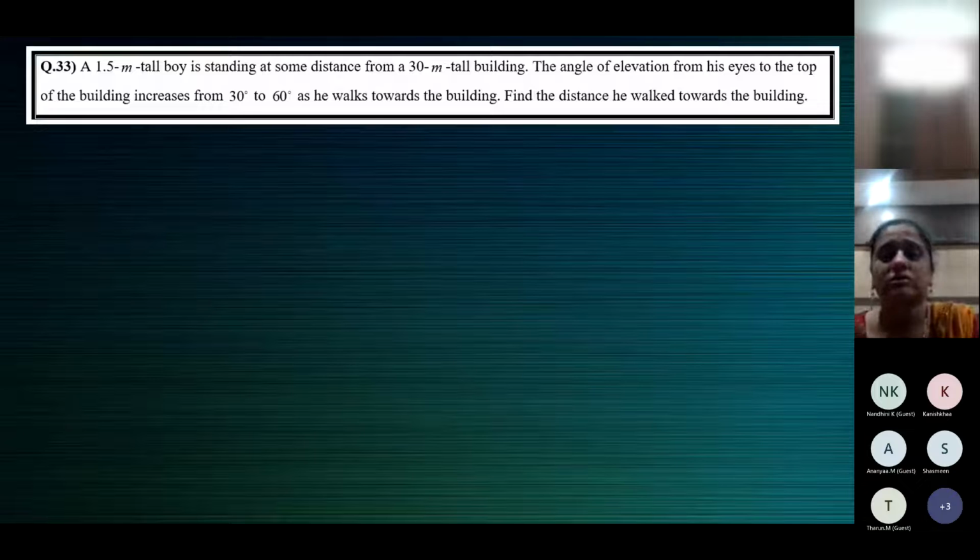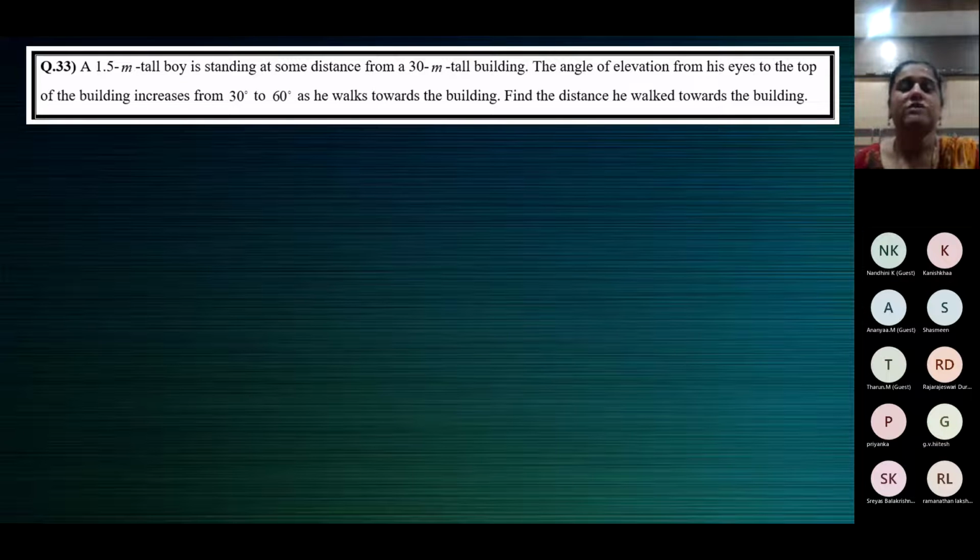Yeah, look at this one. A 1.5 meter tall boy is standing at some distance from a 30-meter tall building. Again, here the height of the boy is given to you. So the horizontal is different from the ground level. The horizontal is the line drawn through the eye of the observer. If the height of the observer is not given, then the ground level is treated as the horizontal. Now here the height of the boy is given, so the ground level is different from the horizontal.